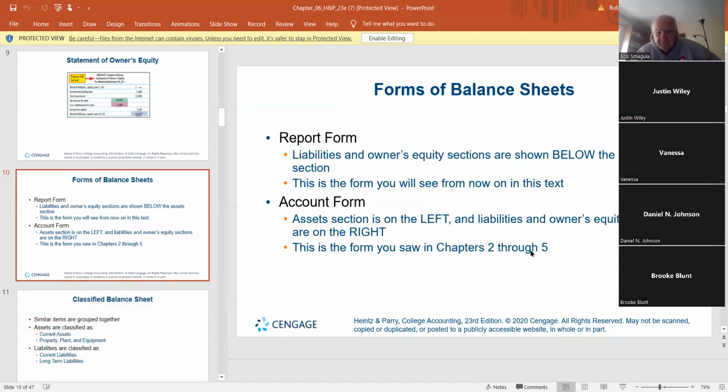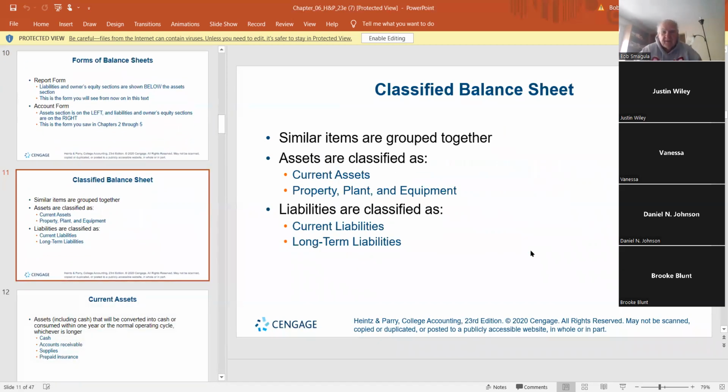And then we're talking about the forms of the balance sheet. I'm not that worried about this. You can put the assets on the left side of the page, liabilities and equity on the right, or you can do them vertically. It makes no difference. And here we go again. Current assets, those are assets that get chewed up within a year, used up within a year. Current liabilities are those that are paid within a year. Current assets, cash, accounts receivable, prepaids, and inventory. Current liabilities are going to be wages payable, accounts payable.